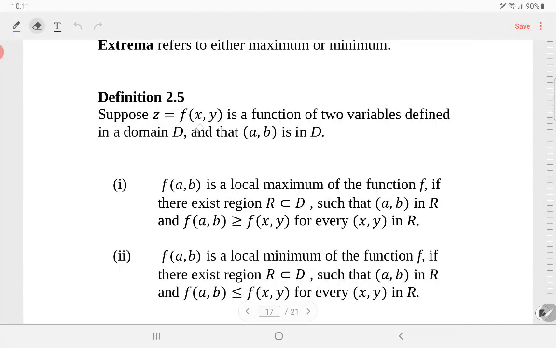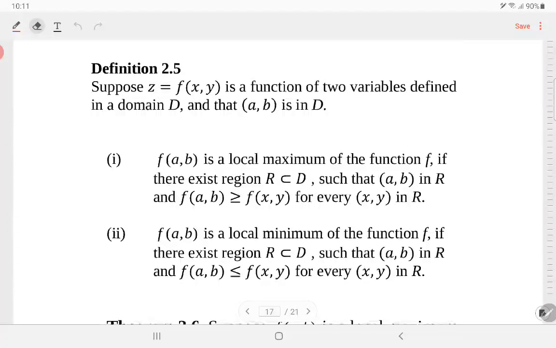Suppose z equals f of x, y is a function of two variables defined in a domain D, and that (a, b) is in domain D. Here we have two items. The first item: f(a, b) is a local maximum of the function f if there exists a region R, which is a subset of D, such that (a, b) is in R and f at (a, b) is larger than or equal to f(x, y) for every (x, y) in R.